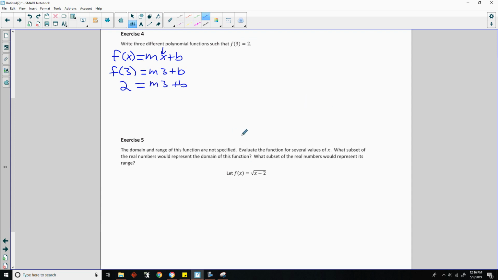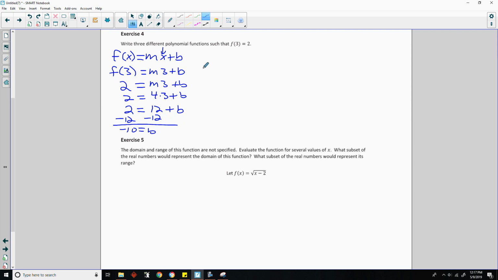Well, there are 2 ways we can do this. We can just make up a value for m, or we can make up a value for b and solve for the other. I'm going to let m equal 4 so it's not the same as before. I'm just making this up, and I'm going to say 4 times 3 plus b equals 2. When I do that multiplication, I get 12 plus b equals 2. So all you have to do is make up an m or choose a b and solve for the other. Now to get b by itself, I subtract 12 from both sides, and I get b equals negative 10.